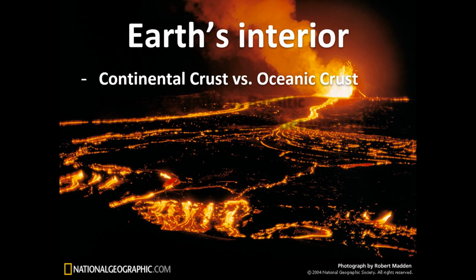Now, when geologists talk about a crust, they usually will break it up into two distinct types of crust. We have what we call the continental crust, and we have what we call the oceanic crust. Continental crust would be the part that underlies most of the continents, you know, North America, South America, Europe, and things like that. The oceanic crust would primarily be the seafloor.